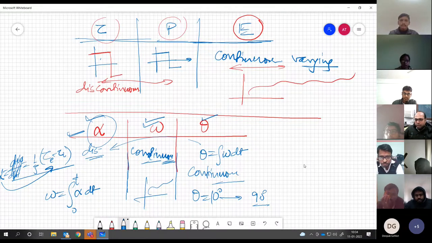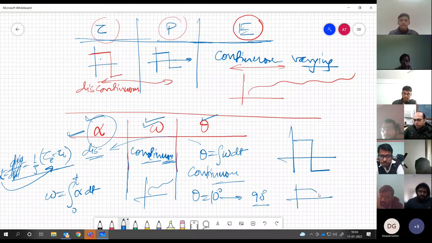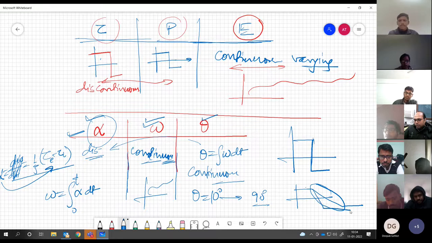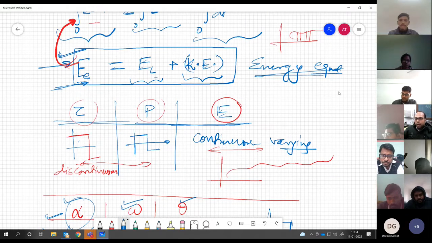Someone shows that this is my omega. Can it be correct? It cannot be. You can only have a slow varying one. Now this slope can be very fast, but it cannot be instantaneous. Slope may change, you may change something like this also, but it cannot be instantaneous. Understanding my point? So have a feeling about the system you are dealing with.